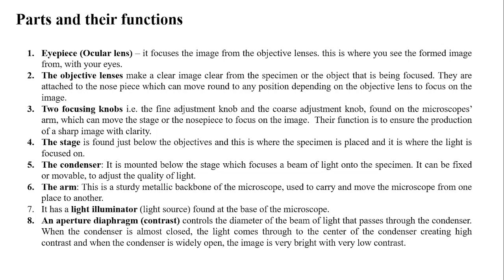Then there is the stage on which the specimen is placed. Then there is the condenser lens. The function of the condenser lens is that it converges the light onto the specimen. Then there is the arm. It has a light illuminator, which is the light source, and then an aperture diaphragm, which controls the diameter of the beam of light that passes through the condenser.